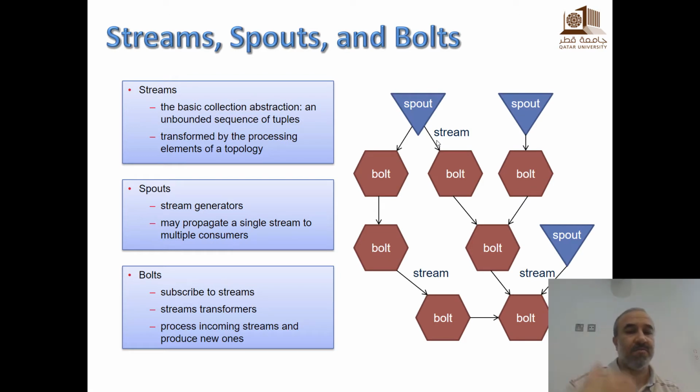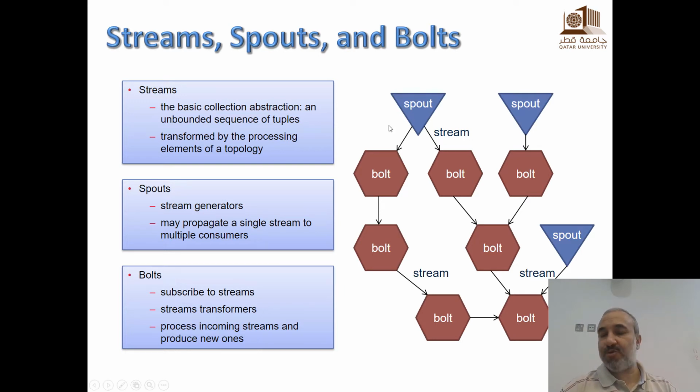The spouts are the generators of the stream, and a spout might actually stream to multiple bolts, multiple consumers. Bolts subscribe to streams, transform streams, and produce new ones.